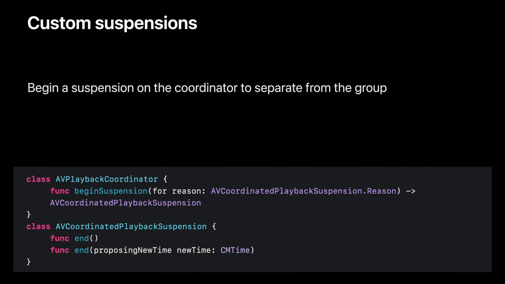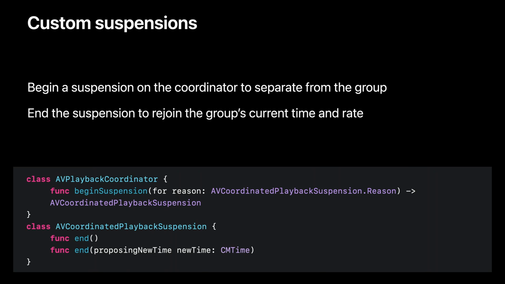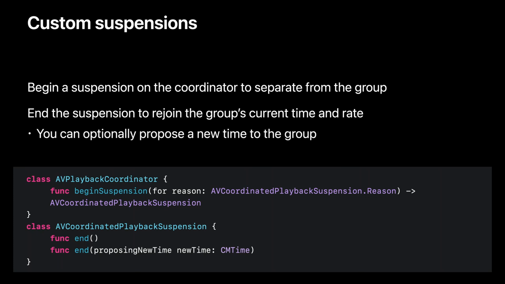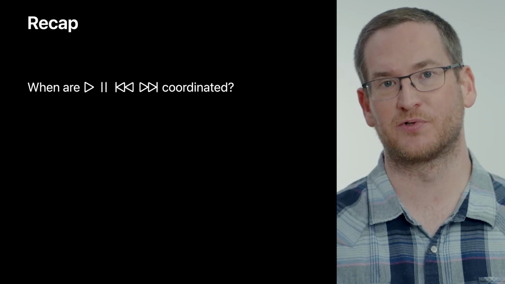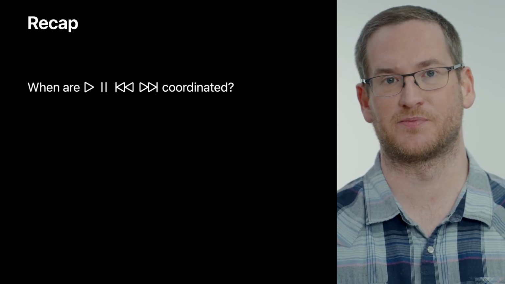So, when you begin a suspension on an AV playback coordinator, you separate its player from the group. And it is now safe to issue any rate change or seek without affecting anyone else. Ending the suspension will rejoin the group's current time and rate. And, new on this slide, you can optionally propose a new time to the group when ending the suspension. This is how you can implement a scrubbing suspension that changes time for everyone only when letting go of the playback control.